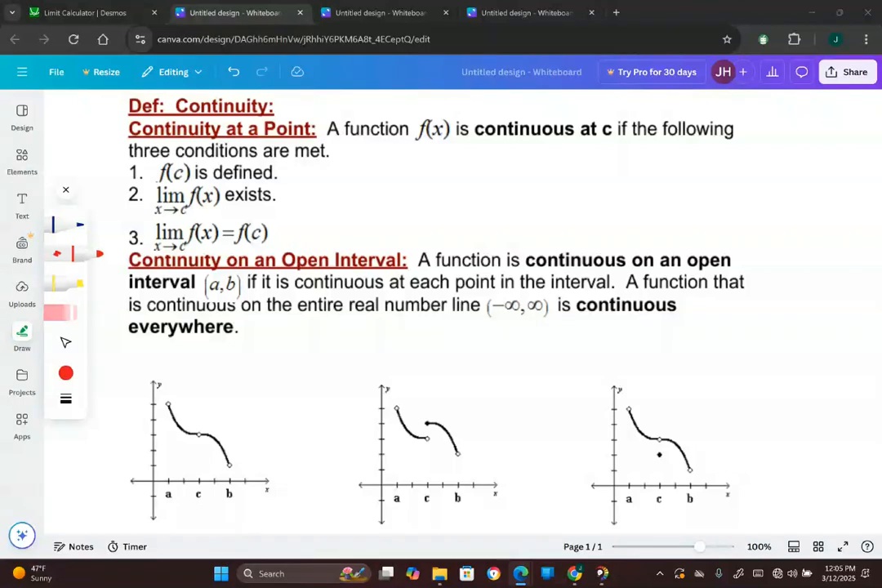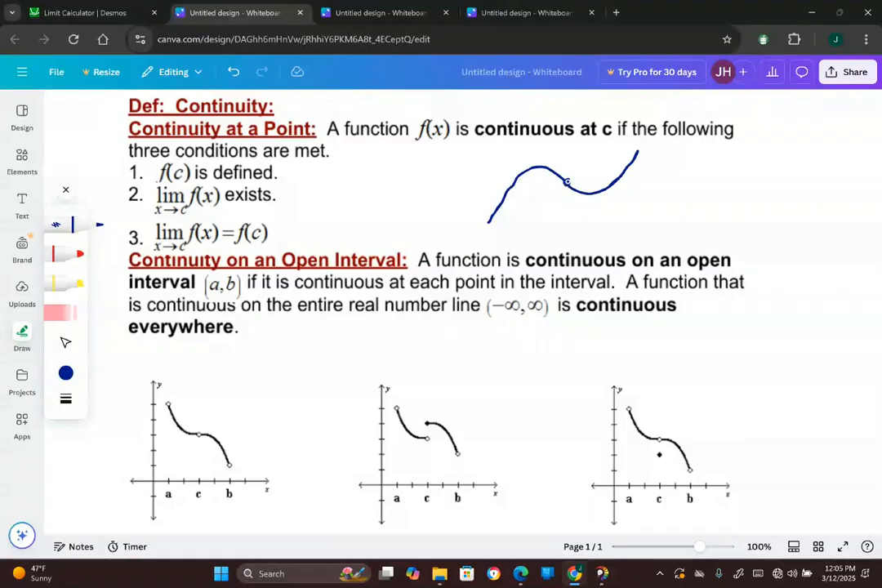We are going to talk about continuity. What does it mean for a function to be continuous at a specific point, at a value c? Most people will tell me that for a function to be continuous, you need to be able to draw that function without picking up your pen. Well, in calculus, we go into a little bit more depth than that.